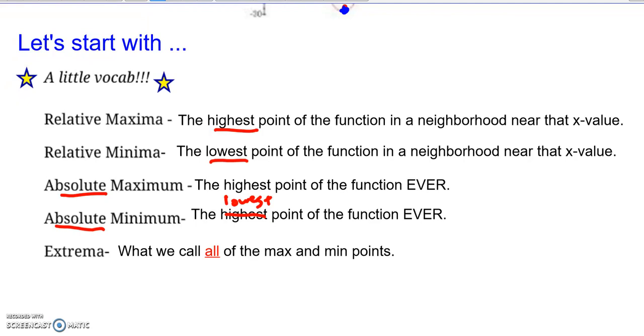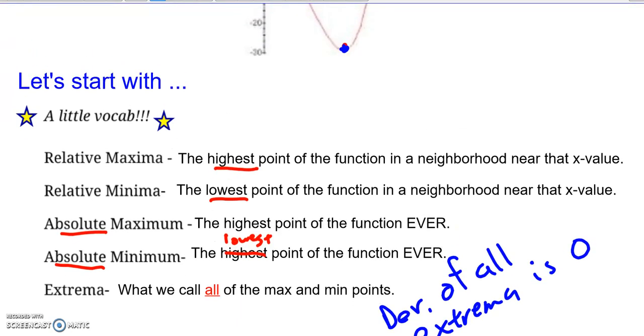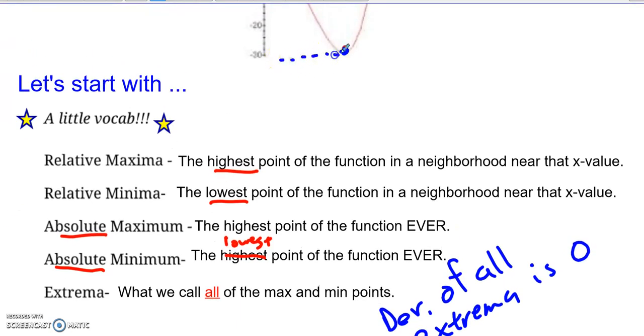Extrema, what we call all the max and min points, okay? And the derivative, hopefully you remember this from our previous lessons, the derivative of all extrema would be where we have a horizontal tangent, therefore it is going to be 0, because again, if you look just here, here's our horizontal, oops, that's not very horizontal, but should be horizontal. That would have a slope of 0, so the derivative would be 0.